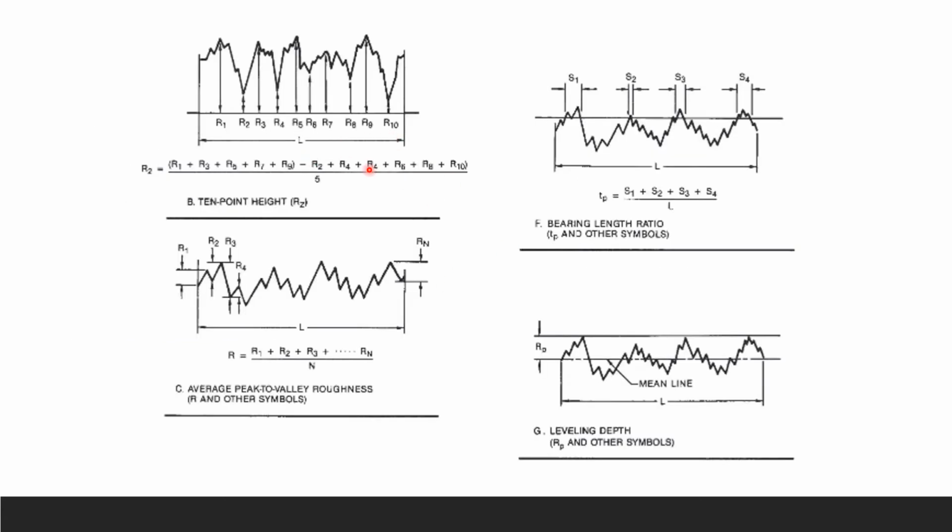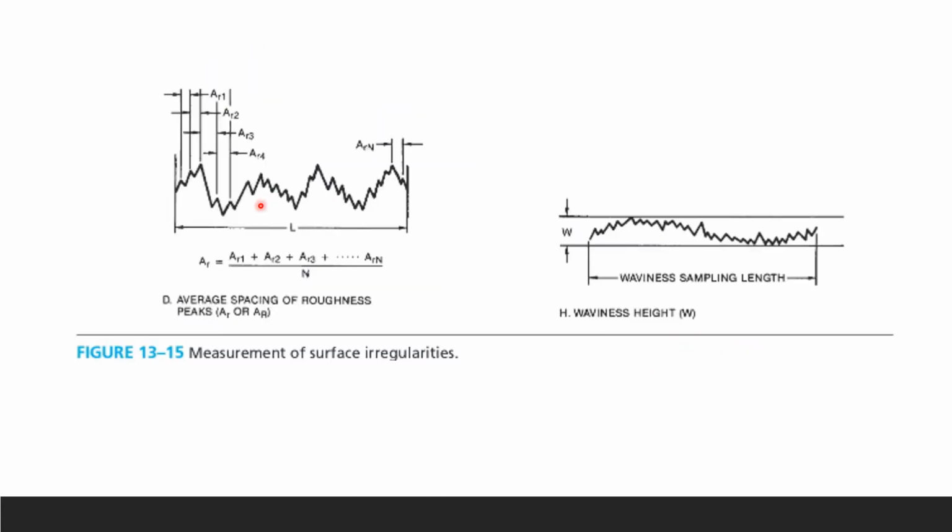This one is your 10-point height, and then that one is your bearing length ratio. Okay, look at the differences in these graphs, and then the average peak to valley. Here these are the measure points and how we calculate. And if you just look through, that's alright. And this is your leveling depth. Okay, here is your mean line, and these are your deviations from the mean line. Your average spacing of roughness peaks.